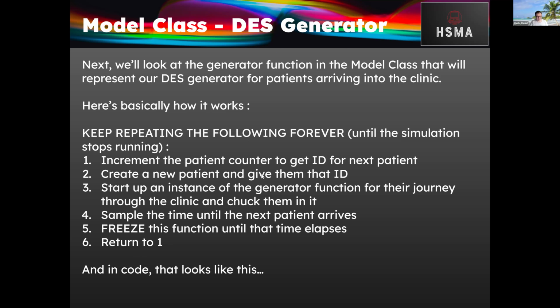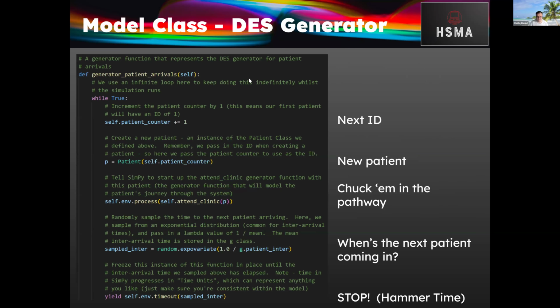Okay, so each time round it's saying, right, give me the next patient ID, I create a patient, here's your ID, I'm going to create a new journey for you, I'll chuck you into that journey, then how long until my next patient? Okay, I'll freeze in place until then. Then when control passes back, it goes round again. Creates the next patient ID, creates the next patient, chucks them into the journey, etc., etc. So that's basically what it's going to do. How does that look in code? This is how it looks.